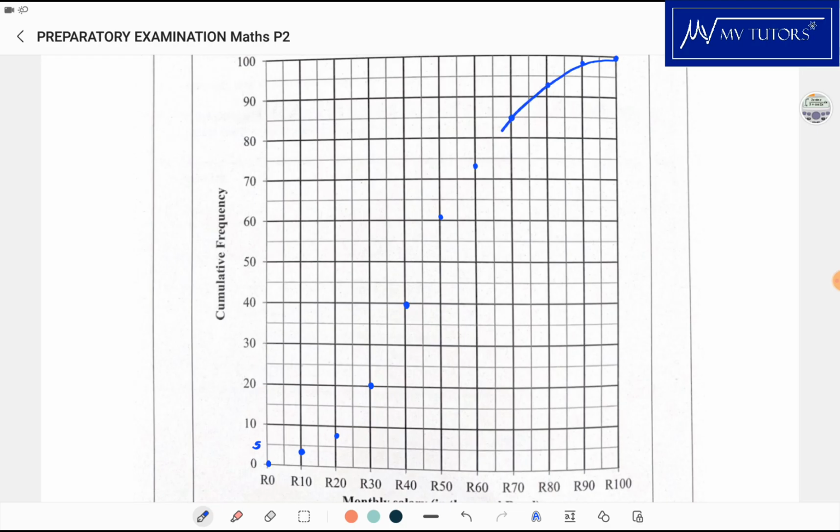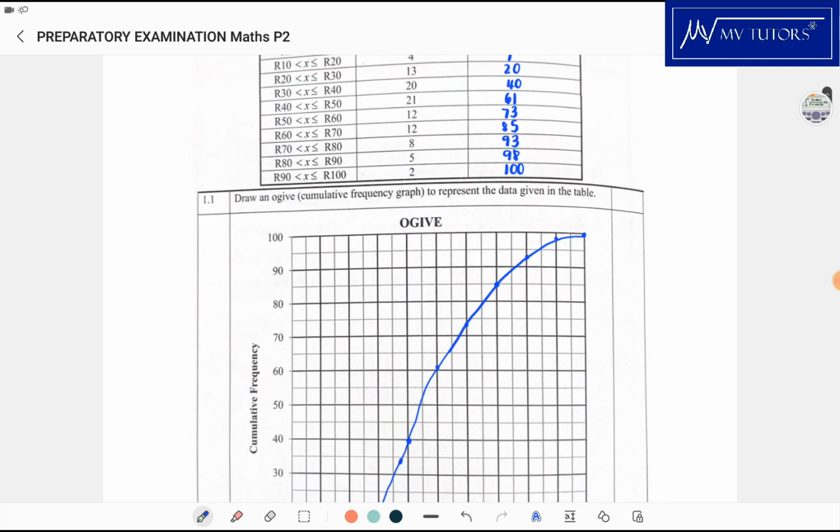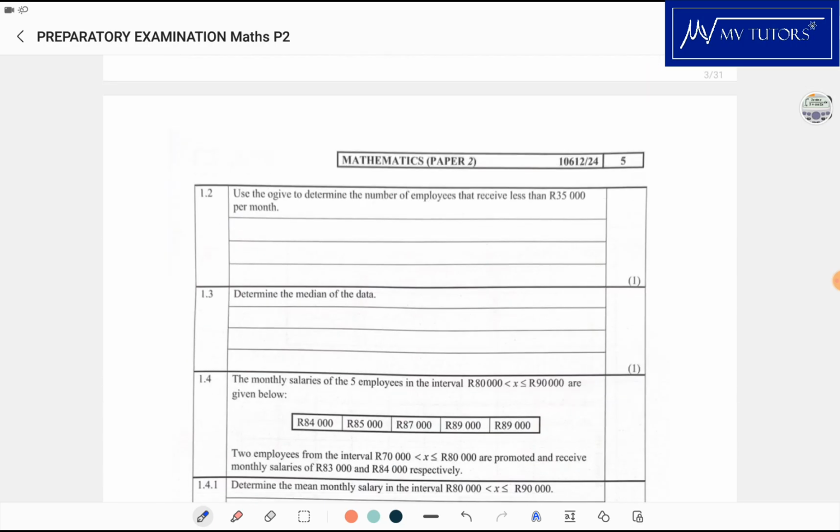Okay, so we are doing it. Let me start from the bottom and then we'll meet somewhere. This is a little bit harder than I anticipated. Let's see where we are. All right, this will do. So we've drawn the ogive. That's a nice 4 marks.